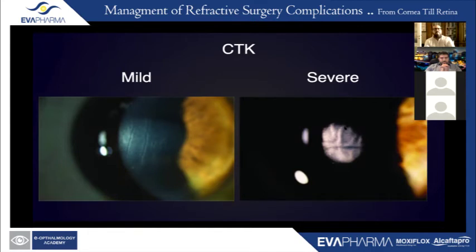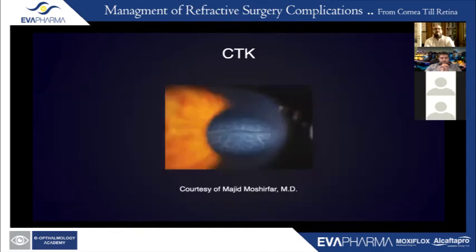And this is the severe form of the CTK here, to the left and to the right. And this is a famous picture of long-standing CTK by Moshirfar.